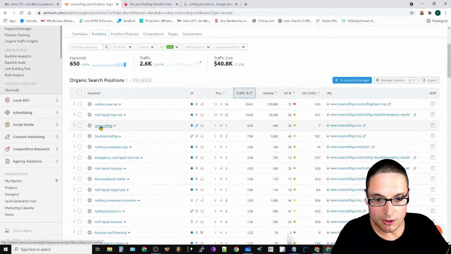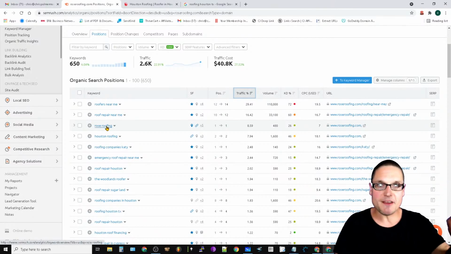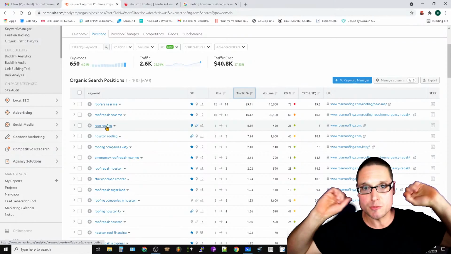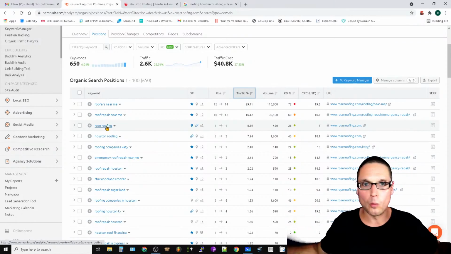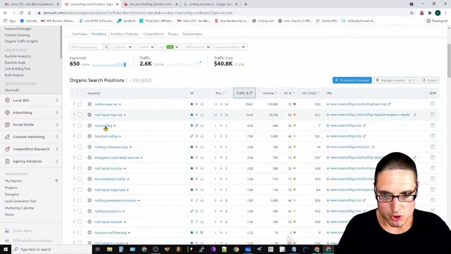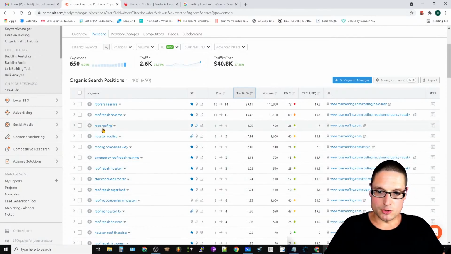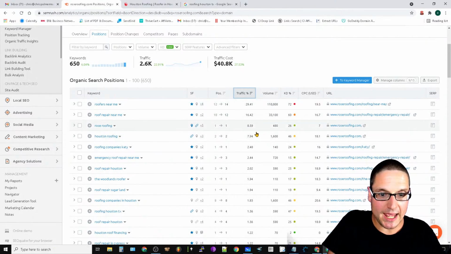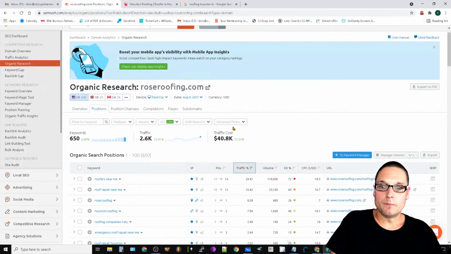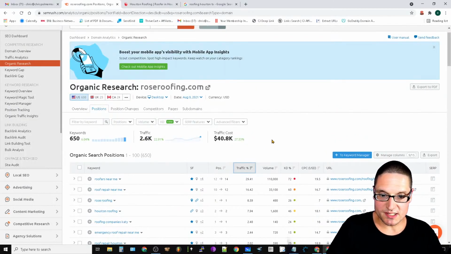So as you can see here, their number one that's driving percentage-wise of traffic to that page that's helping them rank is branded. That's always the case. Always. Almost always. So we can see, okay, here's Rose Roofing. They're getting 8.59% of their traffic. They're getting what, 2.6?